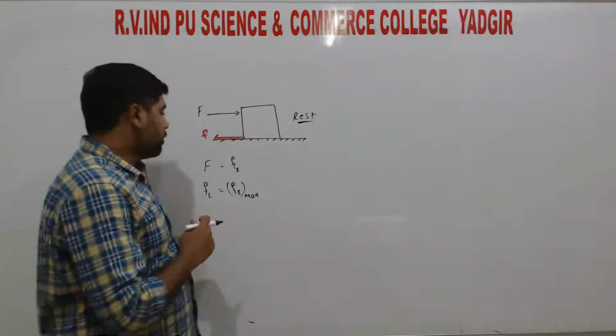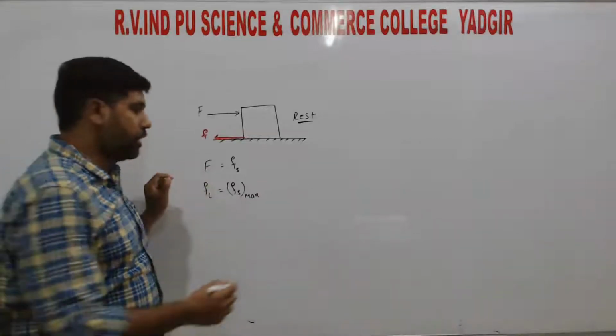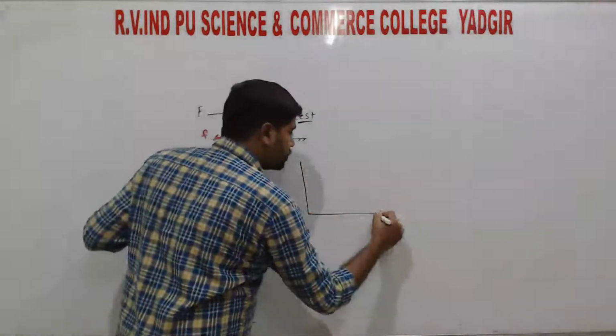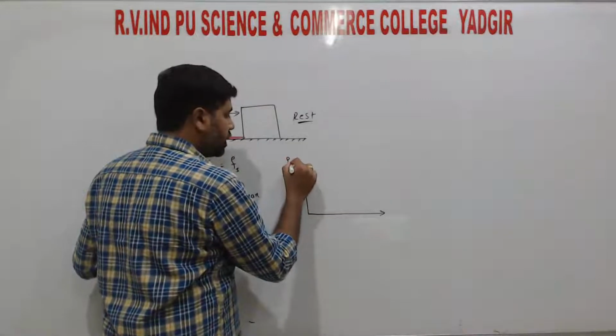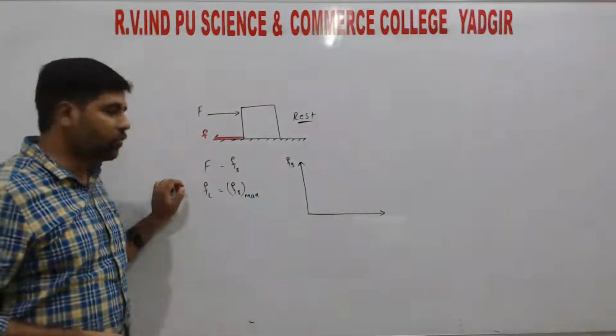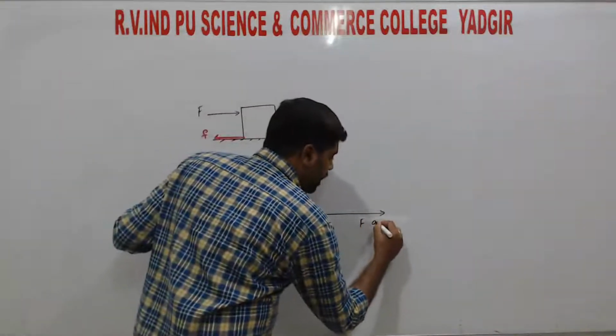Now, where F is the force which is applied, if we plot the frictional force against the applied force, where Fs is the frictional force and F is the applied force.